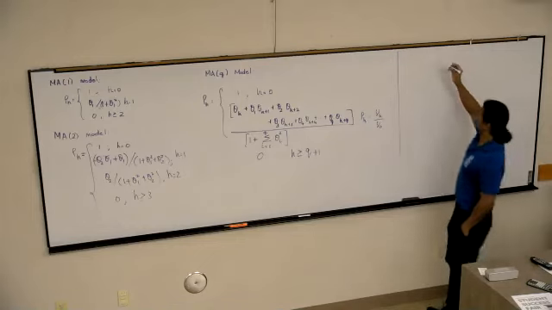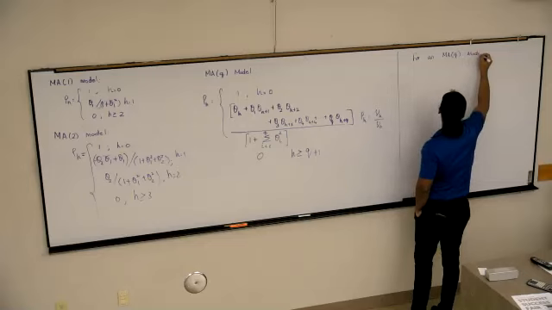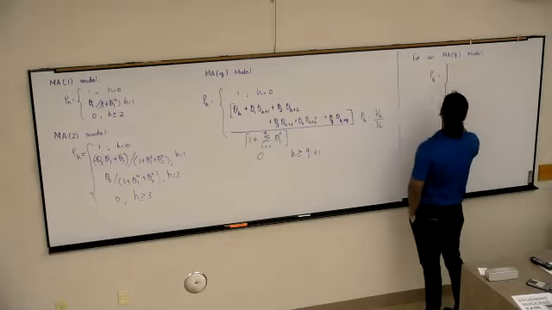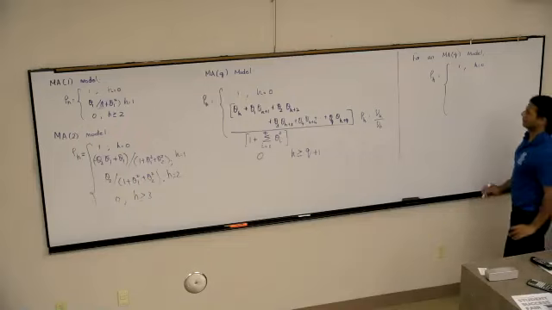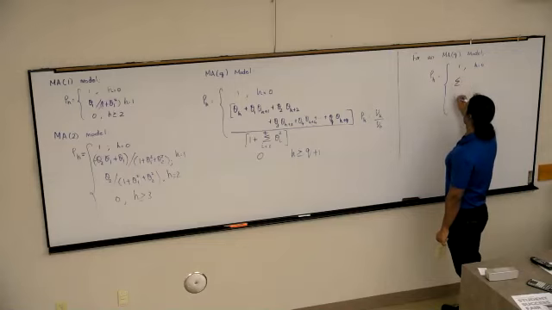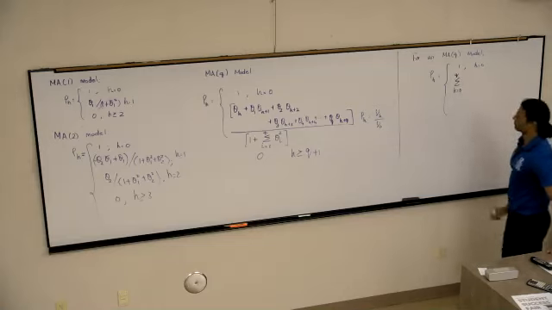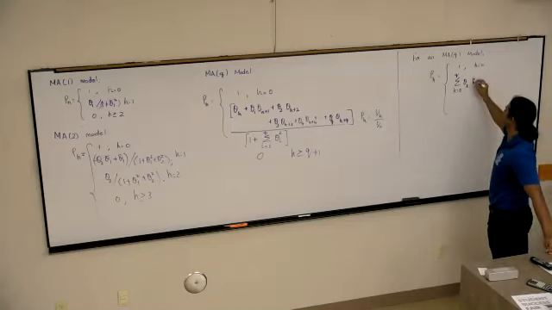So we can write for an MA(q) model, rho h is equal to 1 when h is equal to 0. We just got to make this fancy. Sum k equals 0 to q, theta k multiplied by theta k plus h.